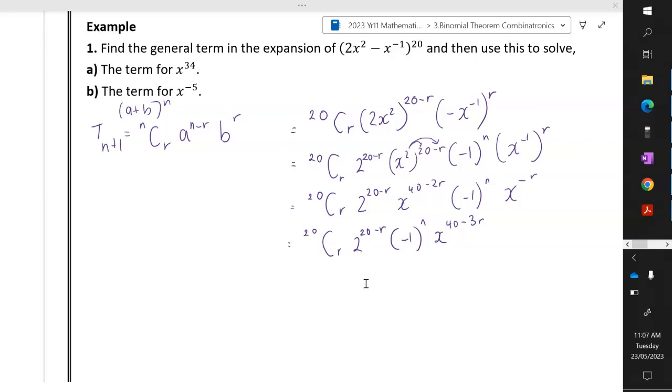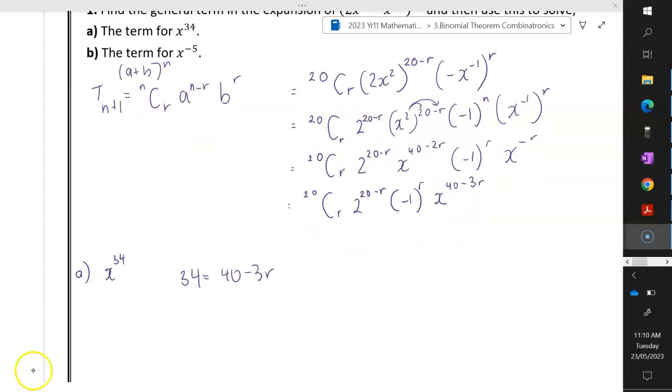Okay, so what we're going to do now is work out our part A, the term for x to the power of 34. So now that we have our general term over here, we can apply this power of 34 with our x to the 40 minus 3r. This is only wanting us to find the term that belongs to this x to the 34. But in order to do that, we need to know what r we're talking about. So we're going to basically be equating coefficients and letting our 34 be equal to 40 minus 3r.